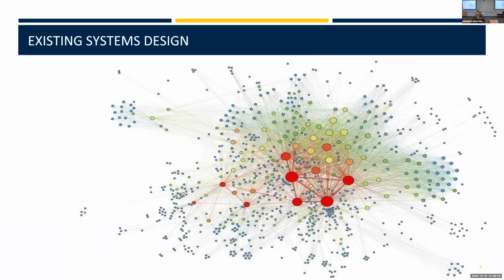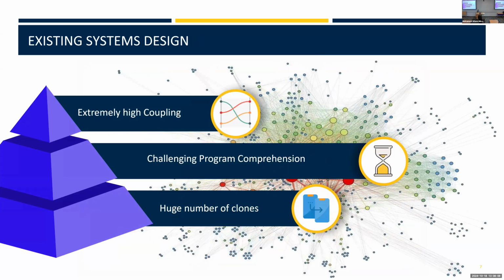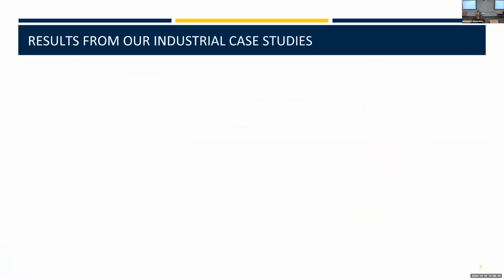If you want to summarize what the characteristics of the system are, it actually has high coupling, it's hard for developers to understand, and it contains a lot of duplicate code. Okay, so existing studies that we have done ourselves to see how developers interact with those systems when it comes to refactoring revealed a lot of challenges, right?